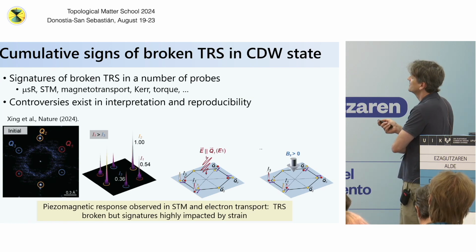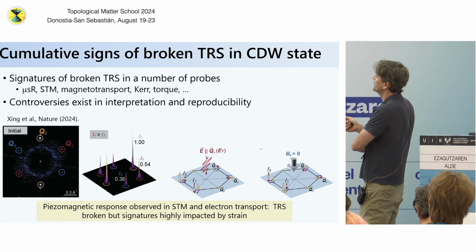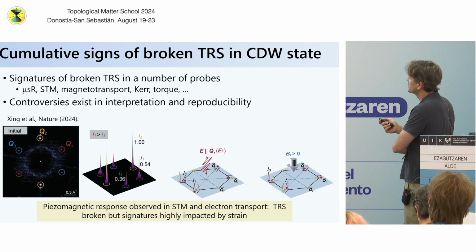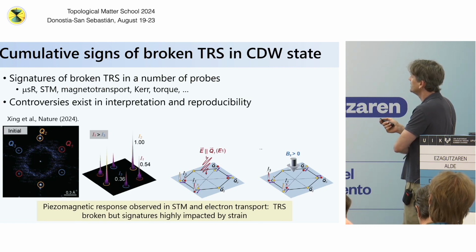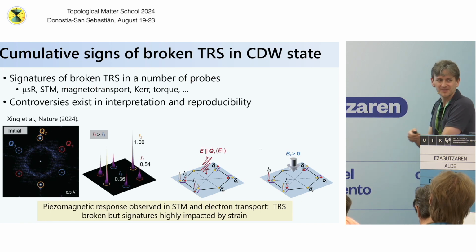Magnetotransport measurements seem to suggest, in various regimes, that there are terms that turn on which break time reversal symmetry. There are optical measurements, for instance Kerr rotation measurements, that suggest time reversal symmetry is broken in the charge density wave phase, as well as torque measurements, and there are a few others. The issue is that there are controversies in the interpretation of a lot of these, as well as in the reproducibility of some of these effects. So it's not settled.